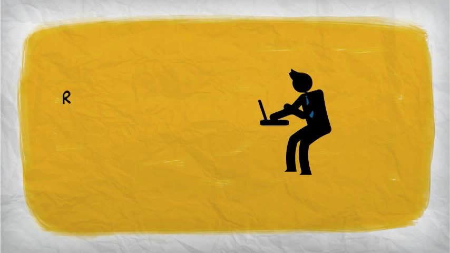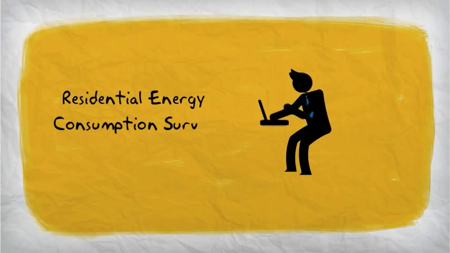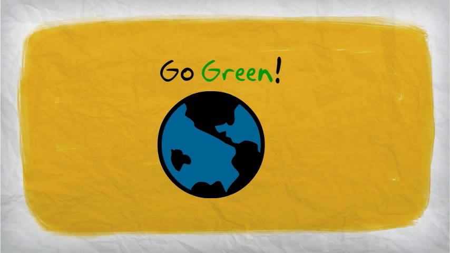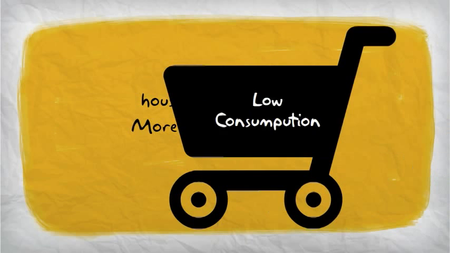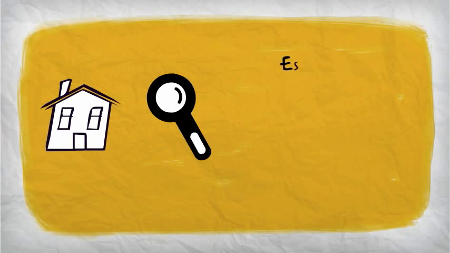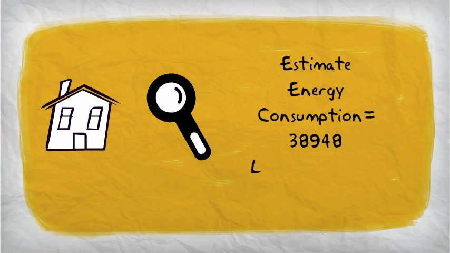Our data comes from an energy survey taken in 1995 by the government. We plan to use it to help the world go green. We want to identify key features in the survey data that can help lower energy consumption. We can then predict whether a house will fall under a high or low energy consumption category.